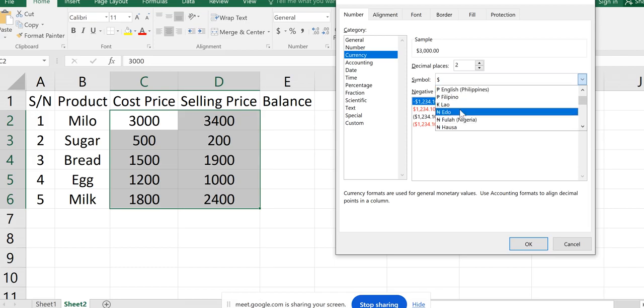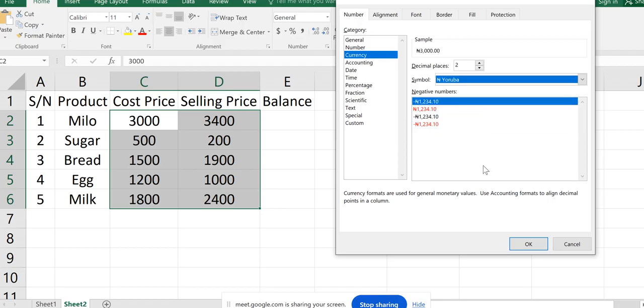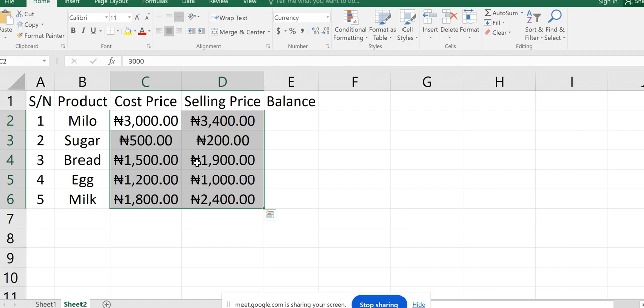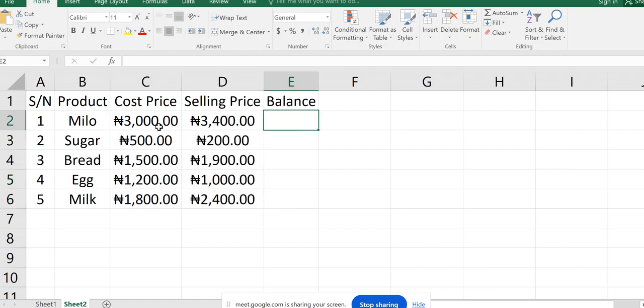Now you can see this is Naira, but we have Edo, Fulani, Hausa, Ibibo. These are Nigerian money. So let's say I'm making use of, let me just say Yoruba, for example. So far I'm using Naira. So if you click OK, can you tell me what happened? Everything has been adjusted to Naira.